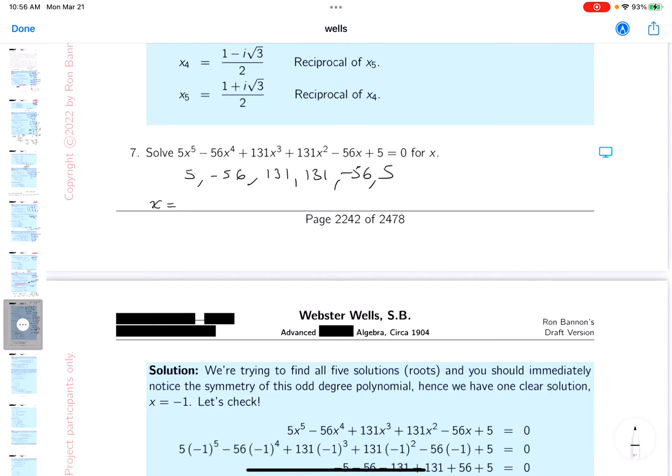Let's write that down. X equals minus 1. What are you going to get? Minus 5, minus 56, minus 131, plus 131, plus 56, plus 5. Well, it disappears, it gives me 0. So now what do I know? I know there's a root, which is x equals minus 1, which means there's a factor of x plus 1. My recommendation is to divide into this.